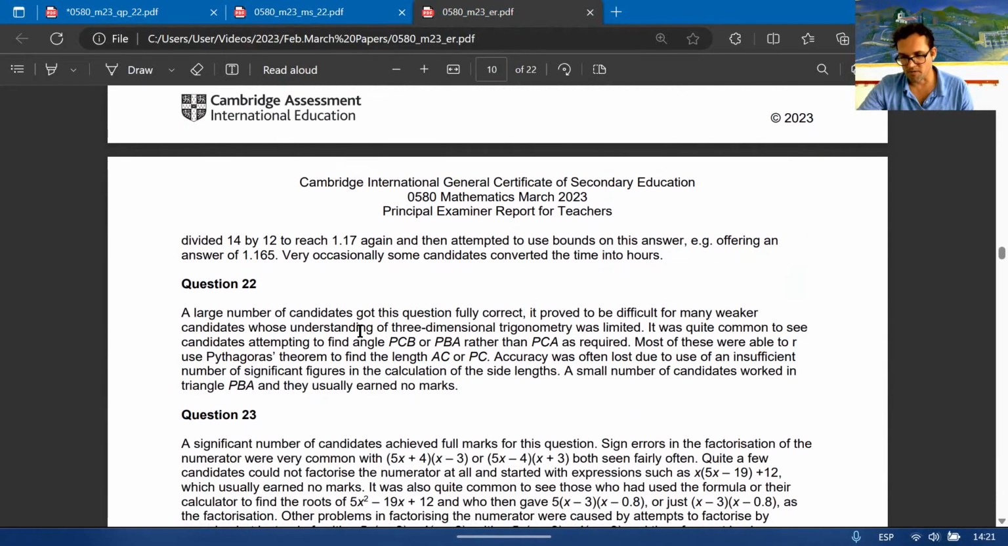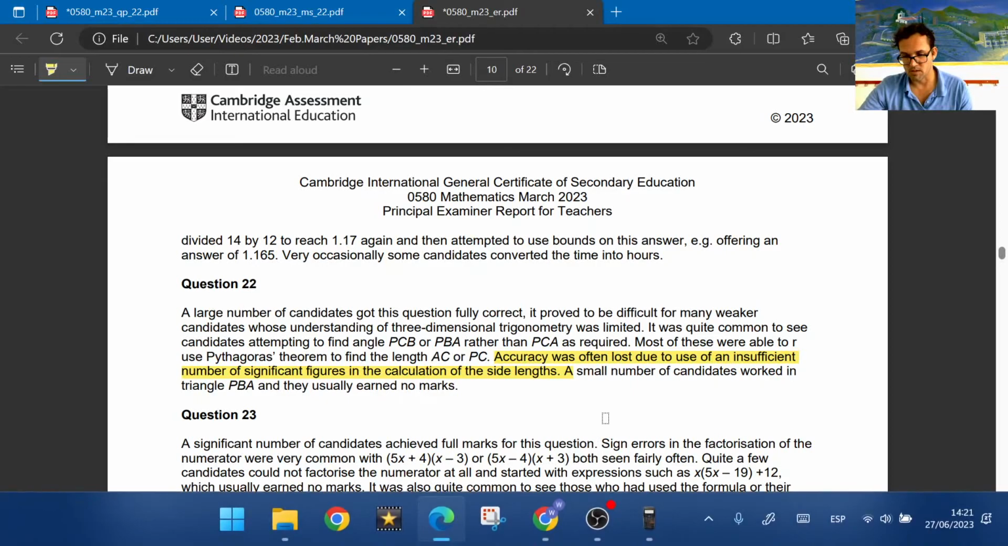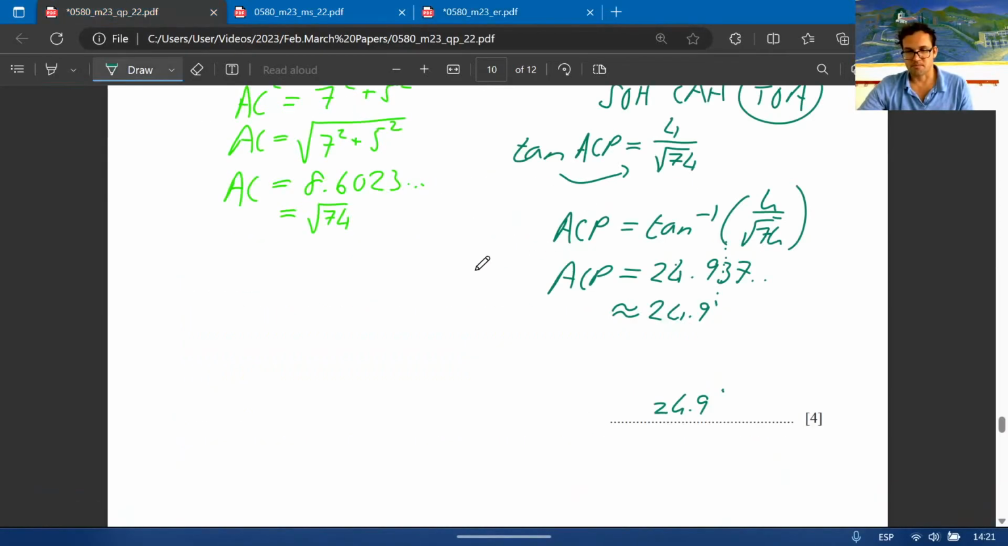Okay, just be careful. Accuracy was often lost due to use of an insufficient number of significant figures. So just pay attention to that, yeah? Means just don't round your answer until the end. Or use the square root 74, like I said.